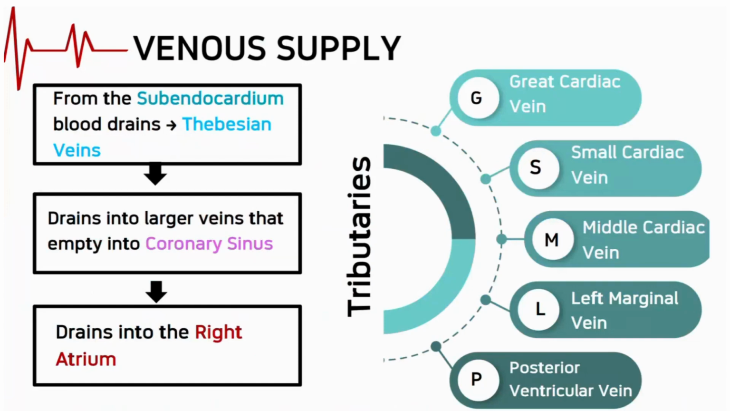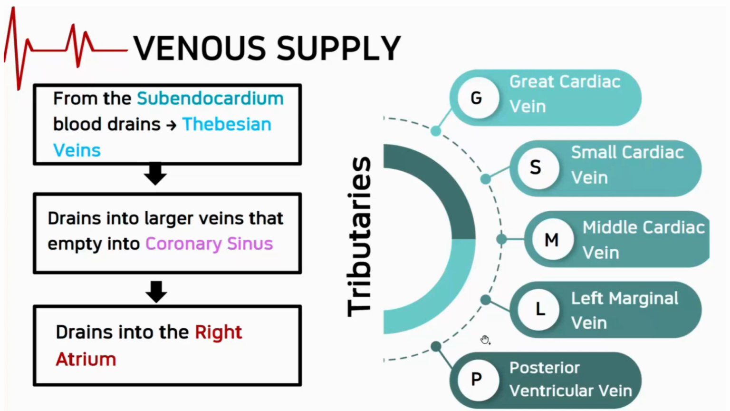And in terms of venous supply, the heart also needs the drainage of deoxygenated blood and waste products. So from the subendocardium, we have blood that drains into the Thebesian veins. These are those small veins that I mentioned. And it drains into the larger veins that empty into the coronary sinus. So this coronary sinus will drain into the right atrium.